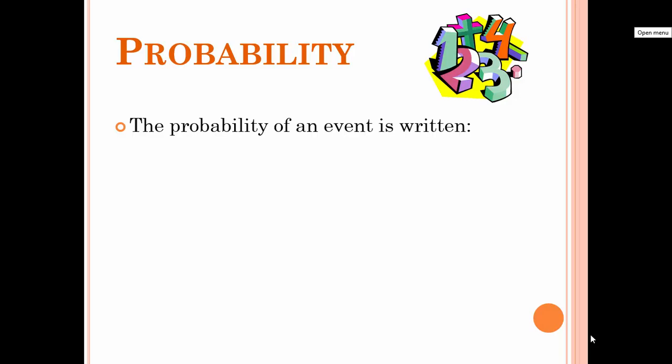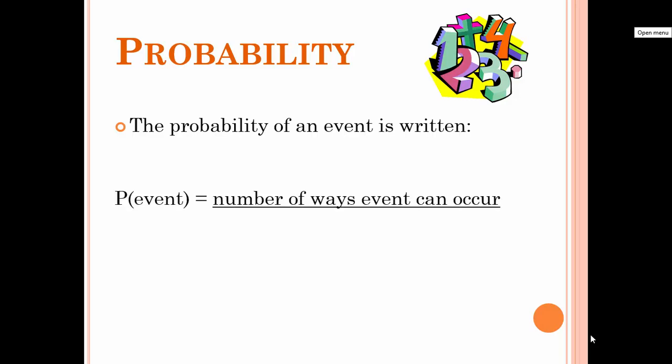When we want to write the probability of an event, it is written as P, open parentheses, the event, close parentheses, equals the number of ways an event can occur over the total number of outcomes. Okay, I know you're not tracking with me, so let's go ahead and provide an example.